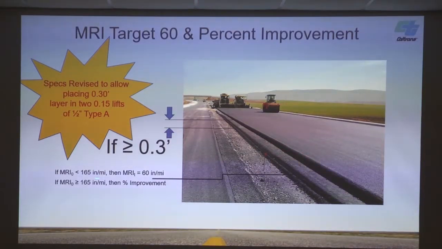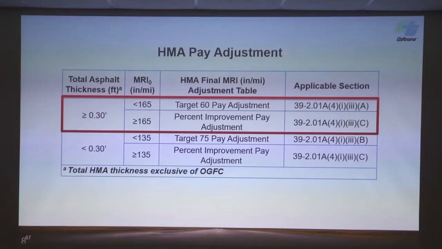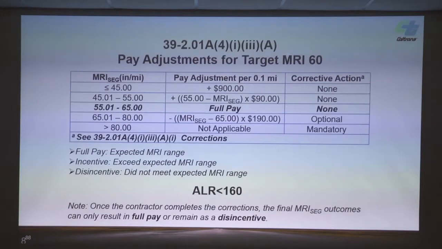If this existing surface is over 165, it'll kick into percent improvement. If it's less than 165, we're just going to that 60 table, the first table that we talked about. Here's the 60 table. Now instead of a $450 max incentive, we're paying $900. And the disincentive is 15 times 190, which is 2,850, so minus $2,850 per 10th mile.